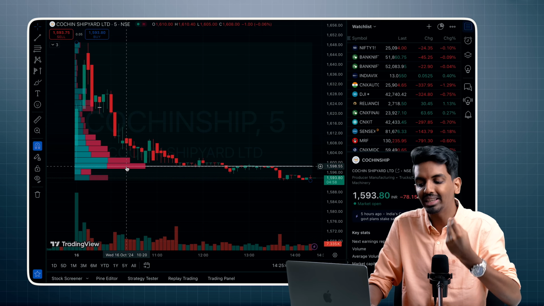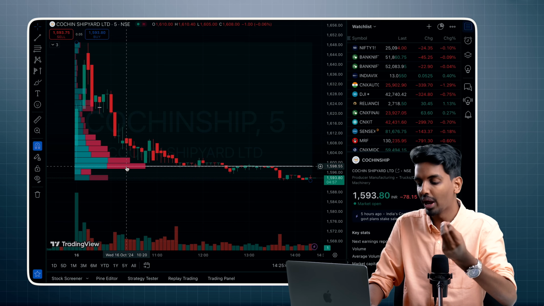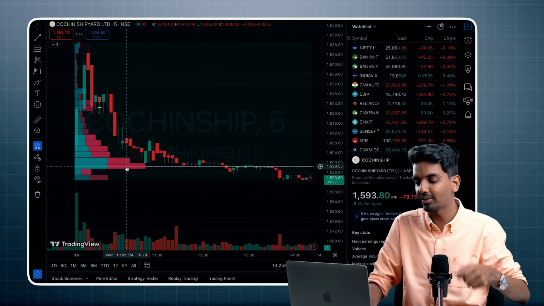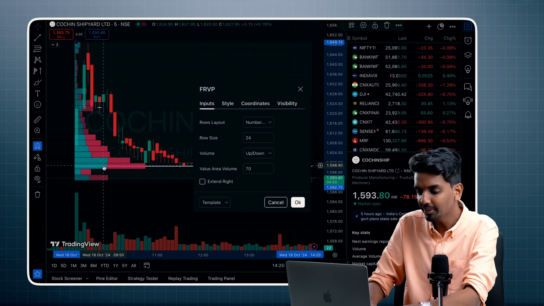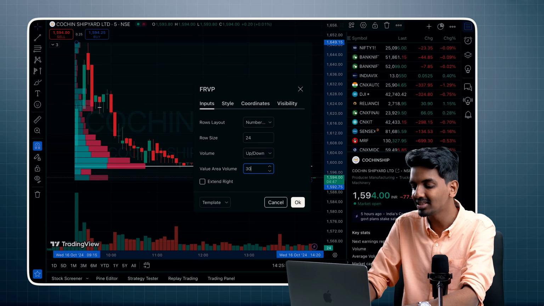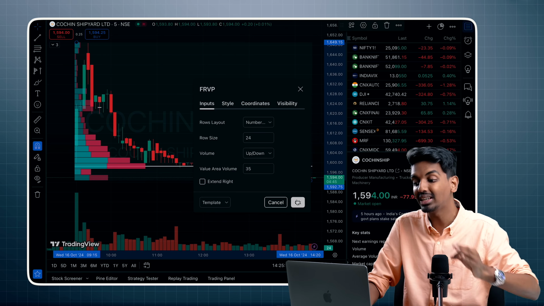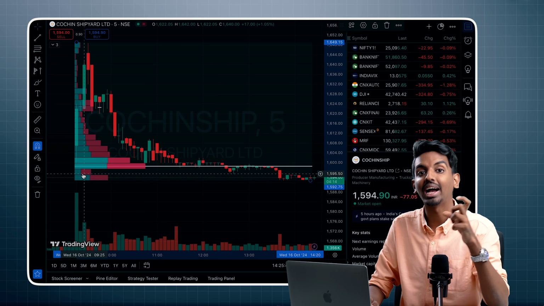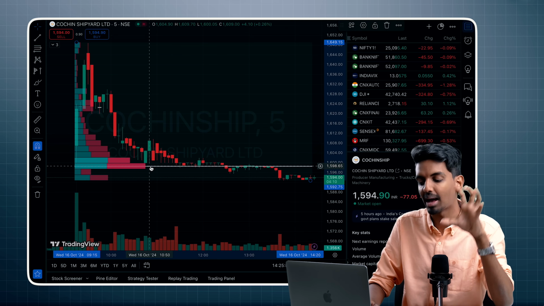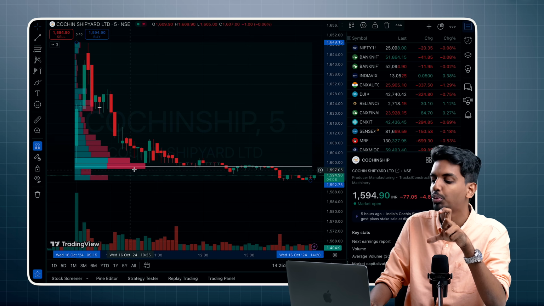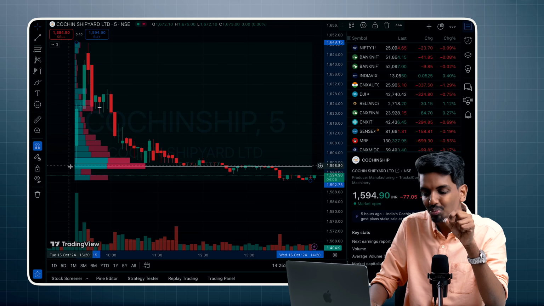But in order to make this tool more robust and more effective, let's reduce this fair value area. So I'm going to double click on this volume profile chart here, and I'm going to decrease this volume profile area to 35%. That means it will highlight for me the area where 35% of all trades happen today. And you can see that it is much more simplified here. It is just this small zone.